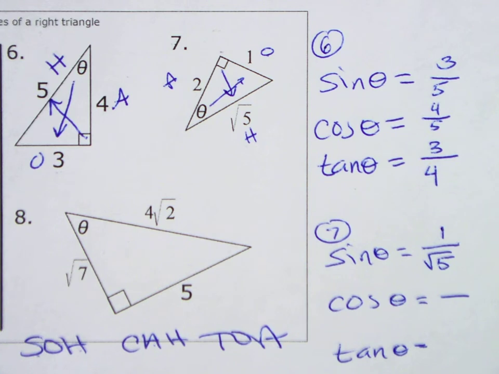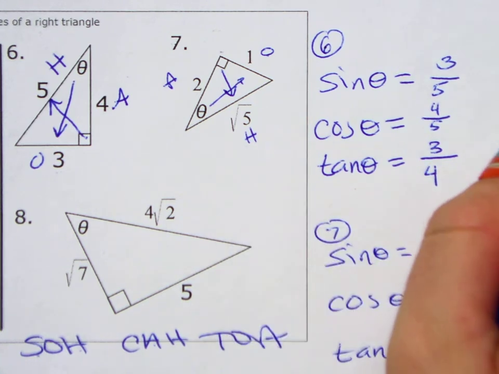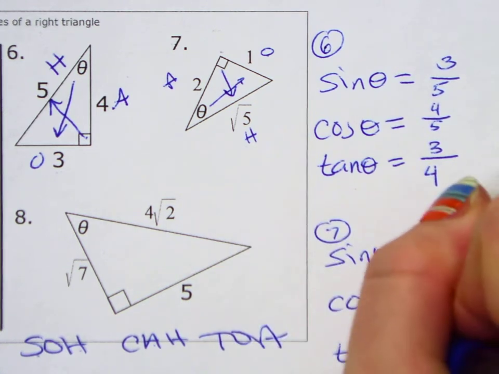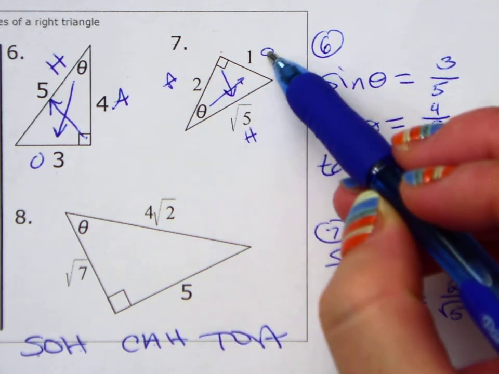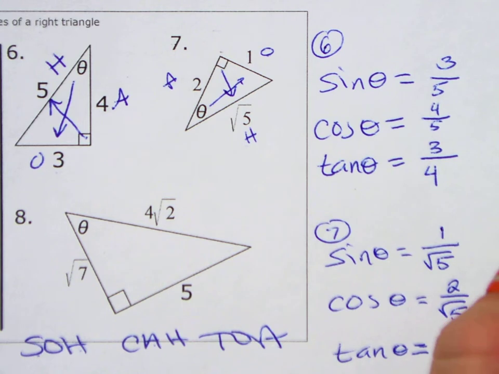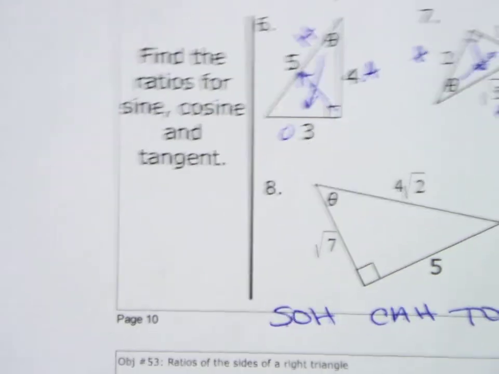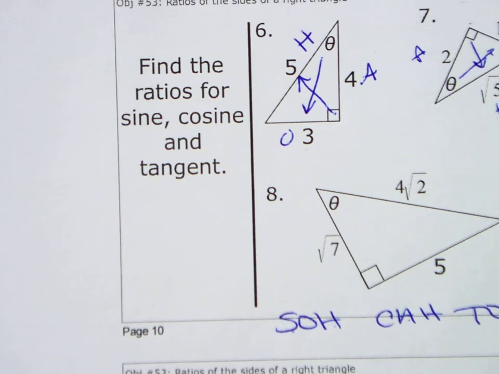Cosine is adjacent over hypotenuse, 2 over radical 5. And tangent, opposite over adjacent, 1 over 2. It's a half. Okay, that's it. All right, last one. Number 8. Do it over here.